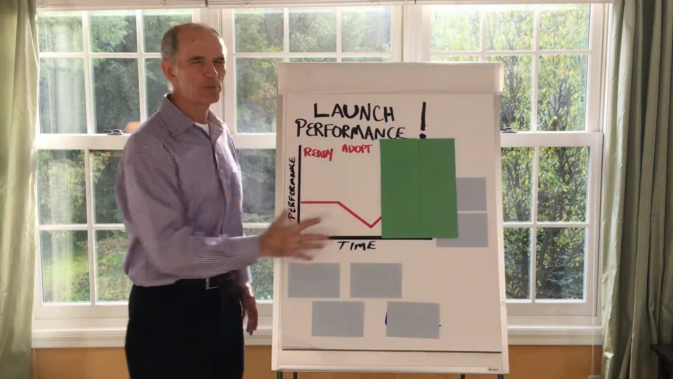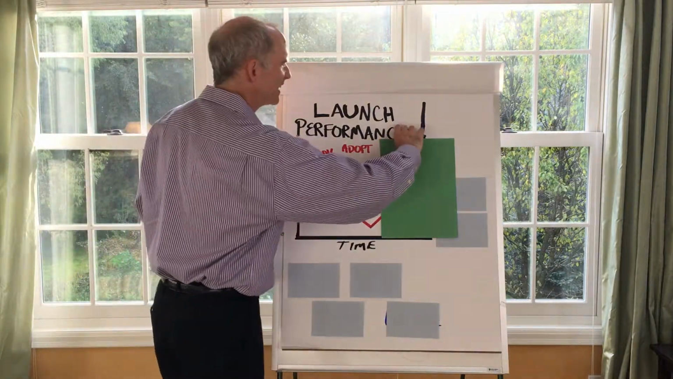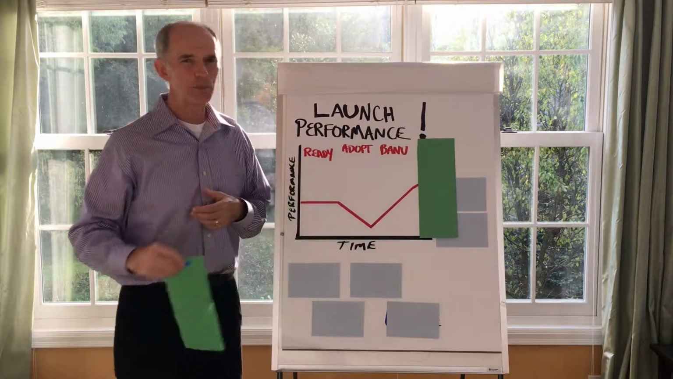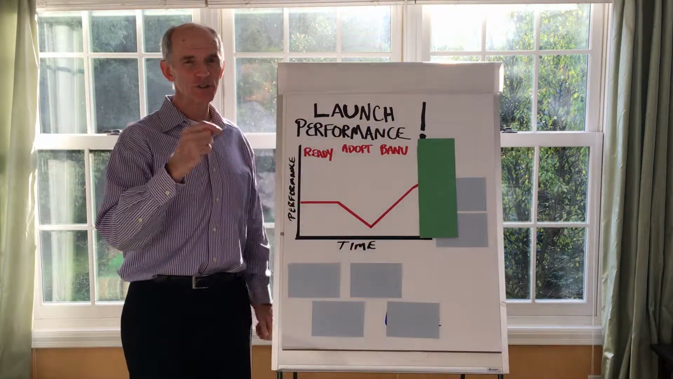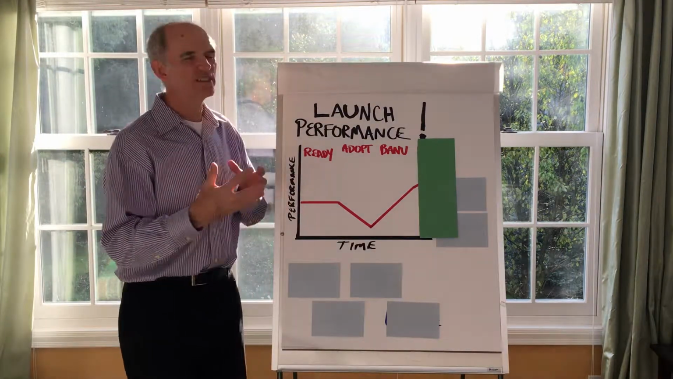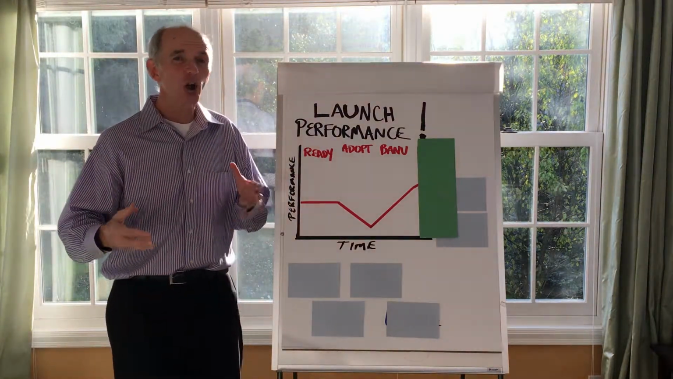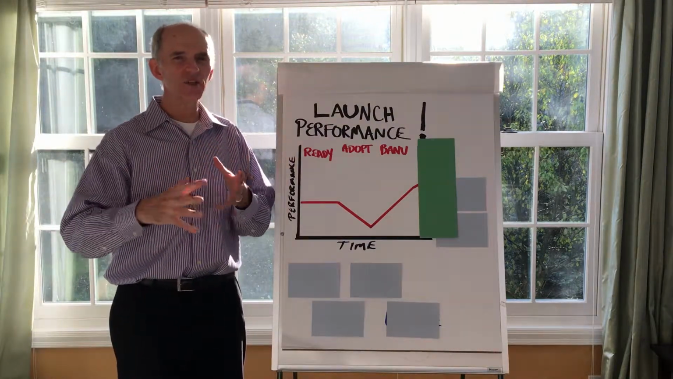So after adoption, people are getting more used to it. You're getting more used to it. You start adopting this thing. And the next stage is BANU, business as new usual. You might have heard the term BAU, business as usual. But I think of this as business as new usual because now you are going to the gym. Now, people are getting more used to using that new capability.